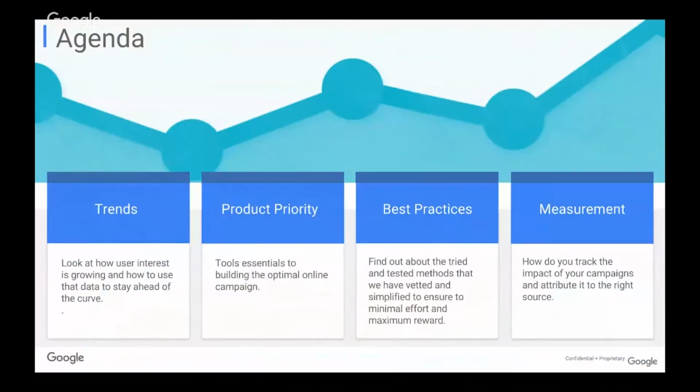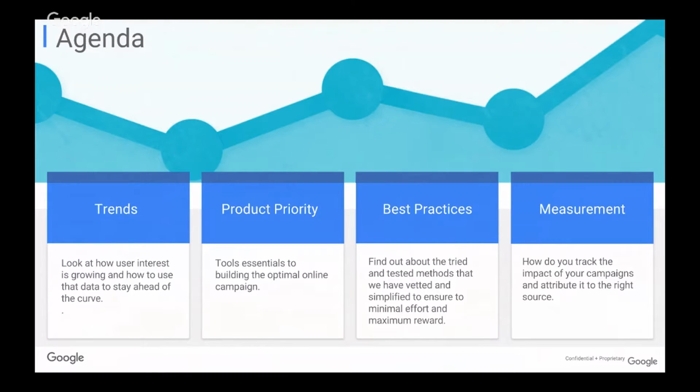Let's get started. So today, under the retail industry, we'll be covering four parts primarily. We'll be covering trends, product priority, best practices, and measurement. Under trends, we'll be looking at how user interest has been growing over the years and how we can use that data to stay ahead of the curve.